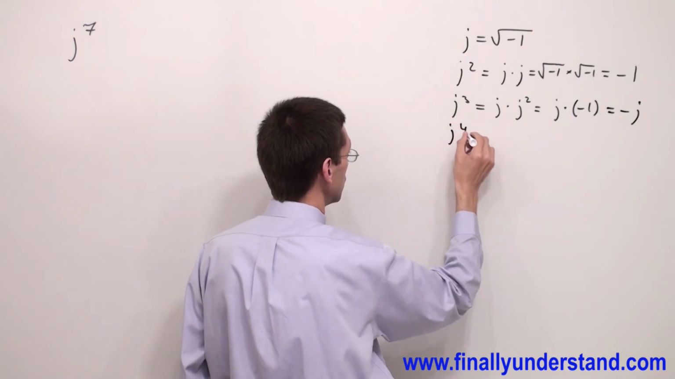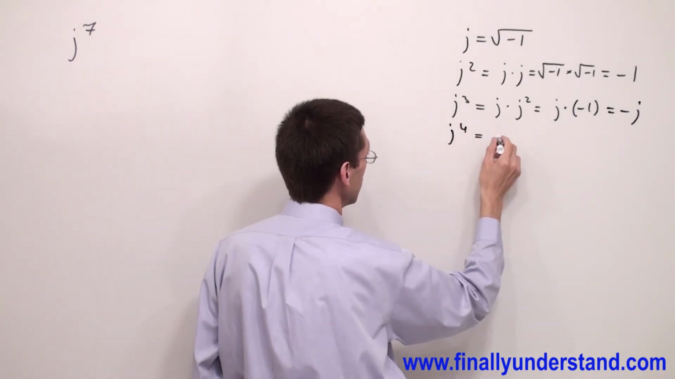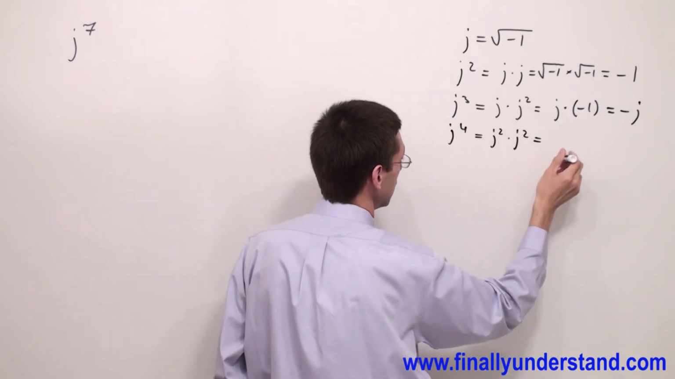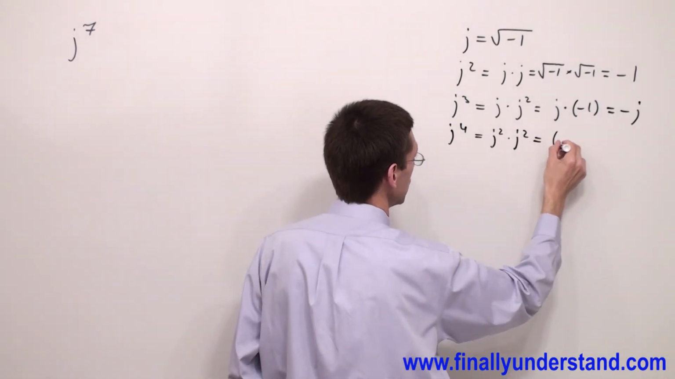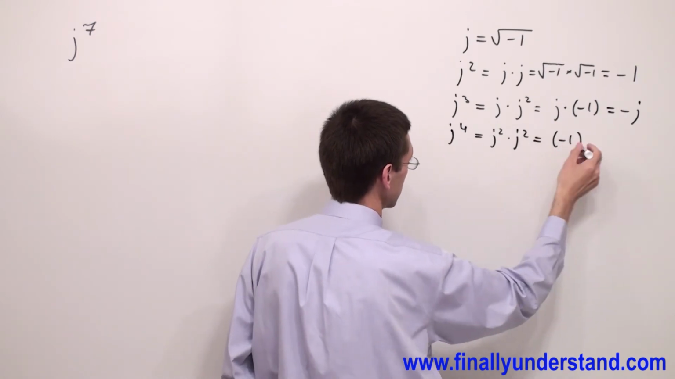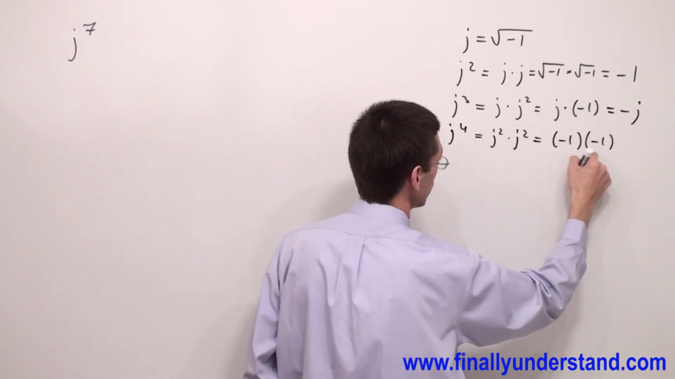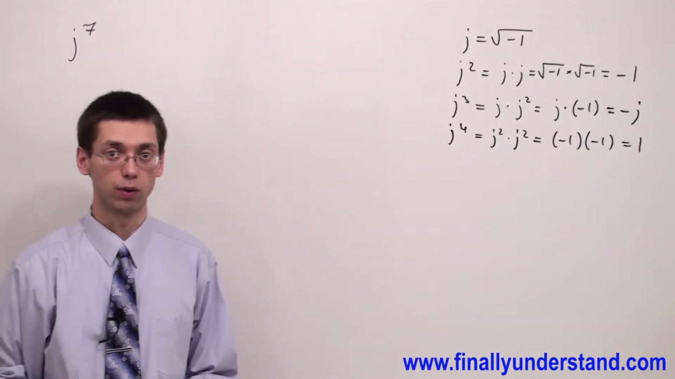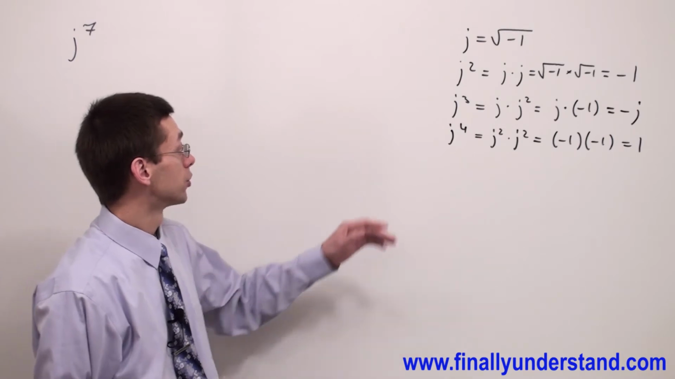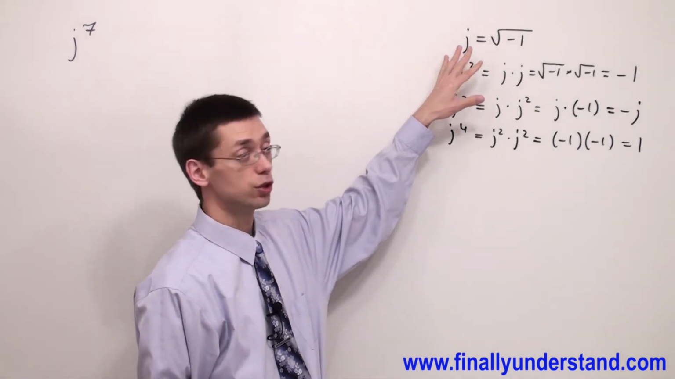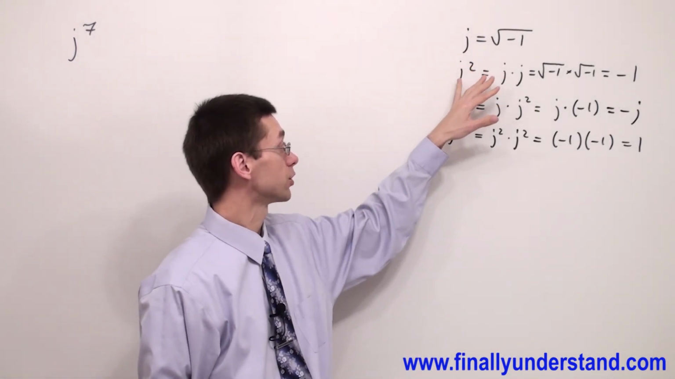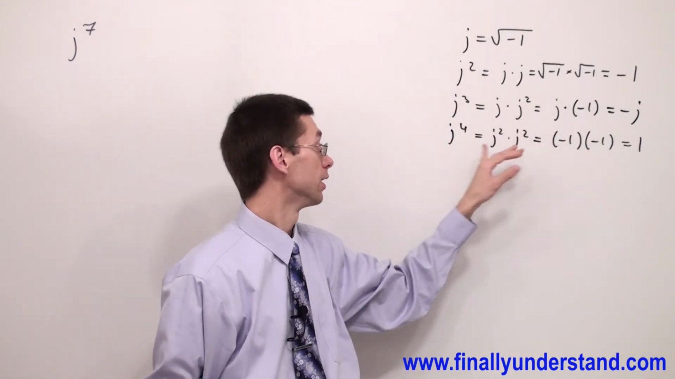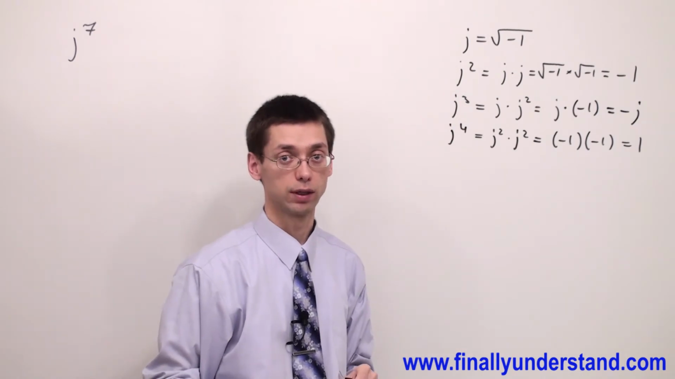j to the fourth is equal to j to the second times j to the second, where j to the second power is equal to -1 and j to the second power is equal to -1. -1 times -1 is equal to 1. j to the fourth is equal to 1. So keep in mind, j is the square root of -1, j squared is equal to -1, j to the third is equal to -j, and j to the fourth is equal to 1.